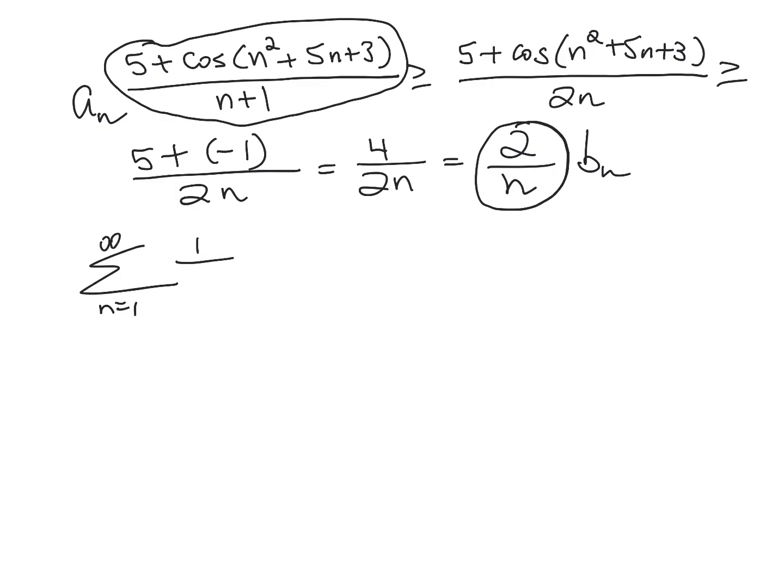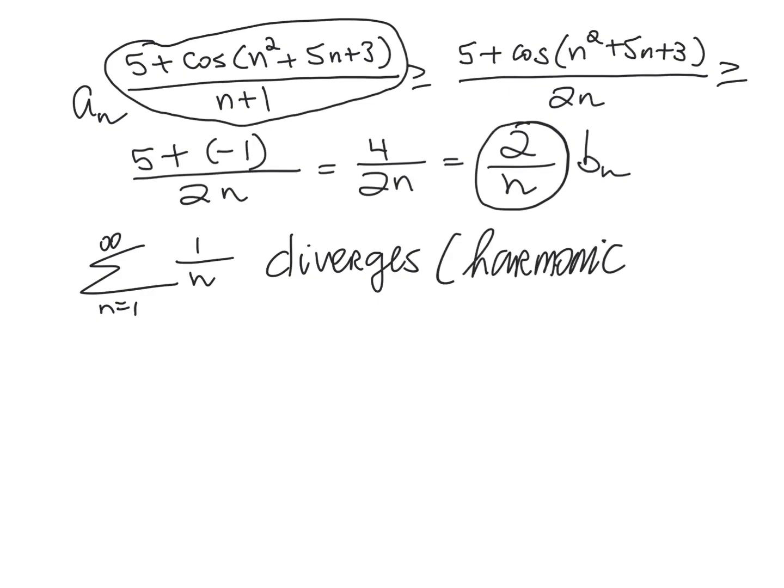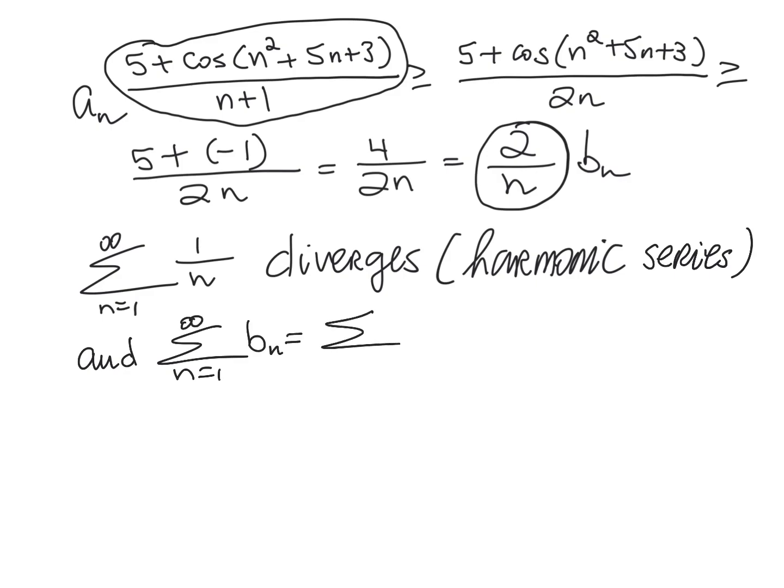Now let's recall that the series summation from 1 to infinity of 1 over n diverges because it is a harmonic series. And multiplying a divergent series by a constant such as 2 will not make it converge. It'll keep it divergent. So the b sub n series, namely the summation from 1 to infinity of 2 over n, also diverges.